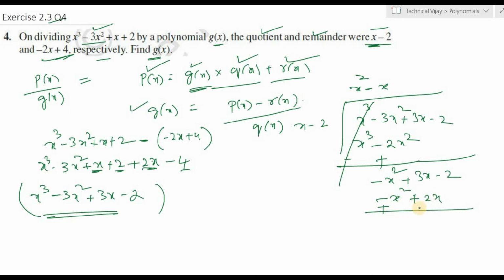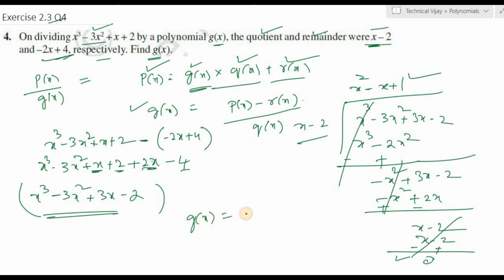Plus minus, this is cancelled. 3x minus 2x is x minus 2. So x minus 2, x minus 2. So this is plus 1. 1 into this whole thing, that is x minus 2. So this is minus plus and this is 0. So the remainder becomes 0. Yes, this is a factor. Now this g of x is equal to x square minus x plus 1. This is the answer. Okay, we will go for the next one.